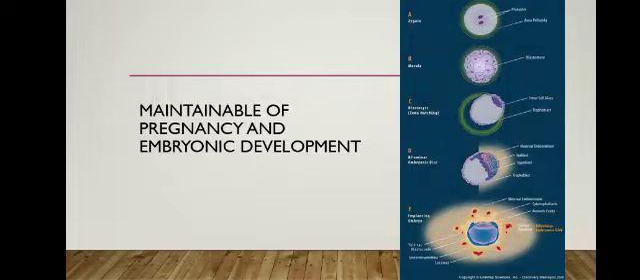The second topic is the maintenance of pregnancy and embryonic development. The inner cell mass and the trophoblast cells form the outer mass. The trophoblast cells are shown here, but it is the inner mass of cells that develops into the embryo. This is divided into two, the epiblast and the hypoblast. Two different cell layers form, epiblast and hypoblast.